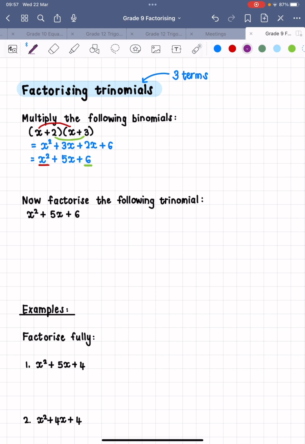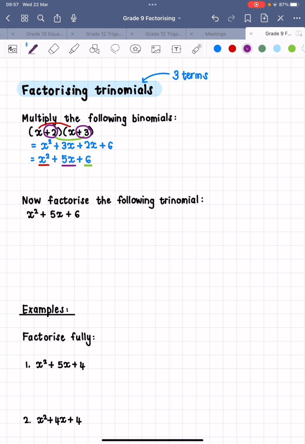So the outers, right, gave us 3x and the inners gave us 2x. Guys, what is 3 plus 2? 5. Now, does that make sense? Because when we say 3x plus 2x, that's going to give us 5x, right? So basically, the sum of these two terms will give us the middle term. Okay, I'm going to explain to you now how we're going to use that when we are factorizing.